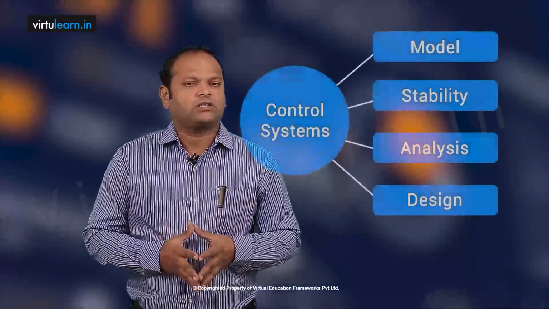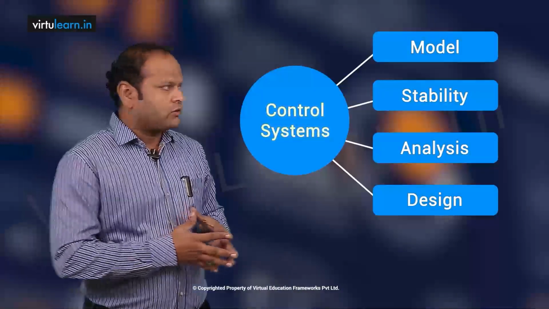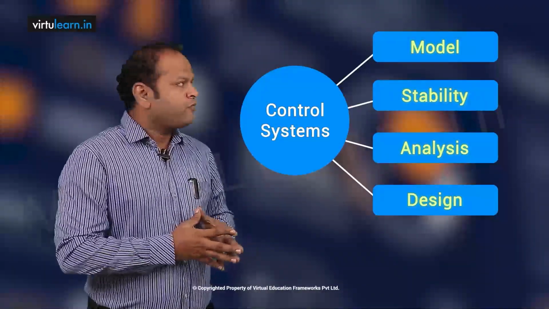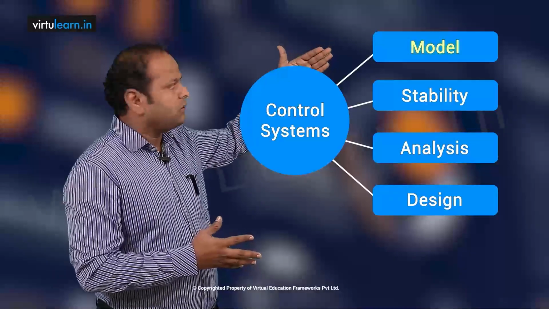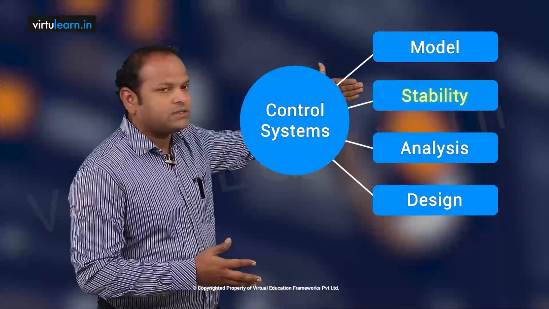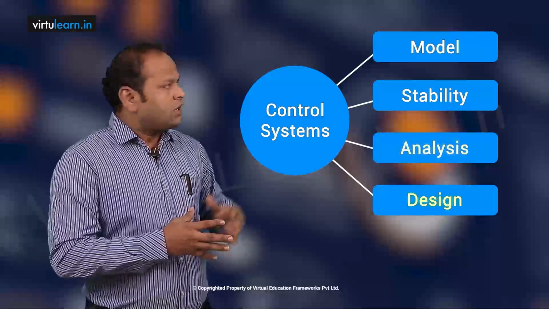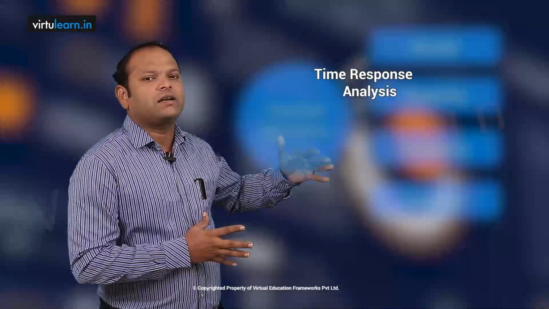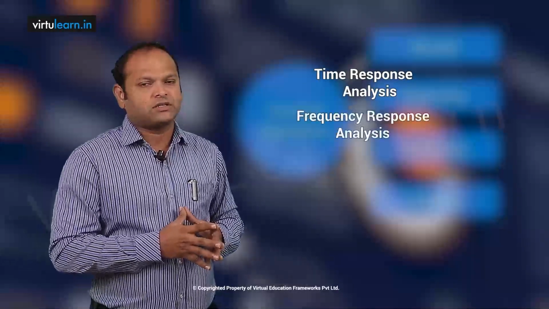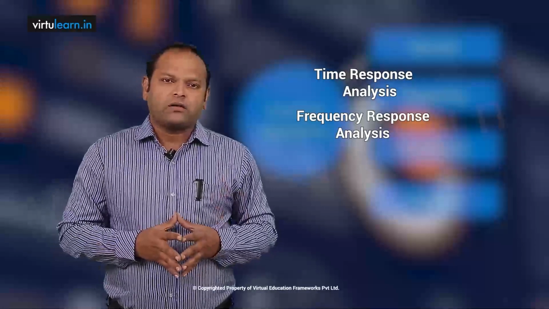Well friends, let us look at the big picture of the control system. We know the components of the control system are here. So we have model, stability, analysis and design. Now in the analysis, we have two types. One is time response analysis, the second is frequency response analysis. Let us concentrate on frequency response analysis.